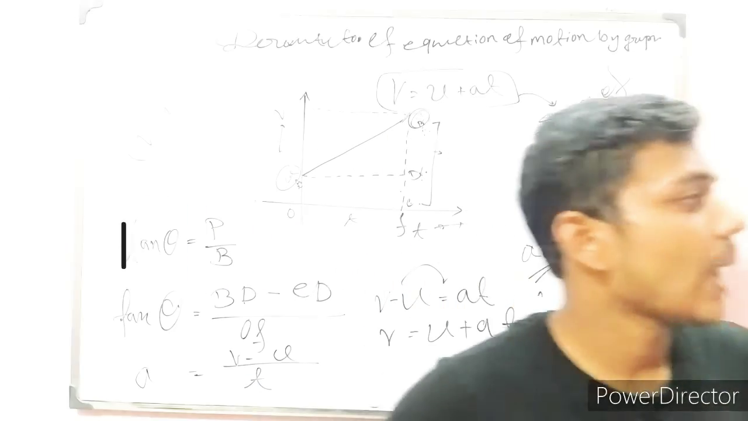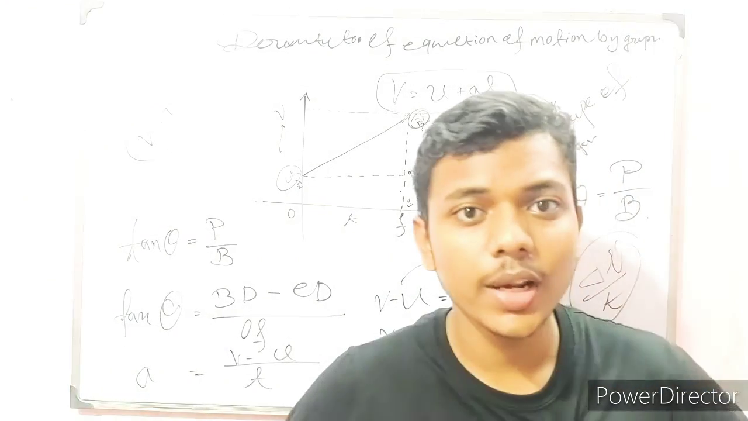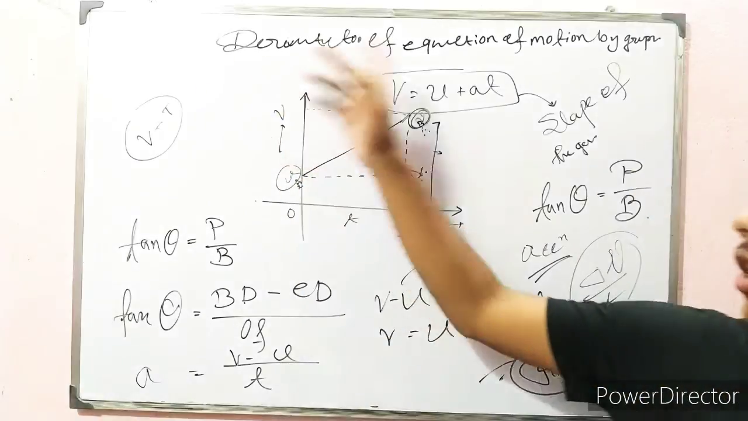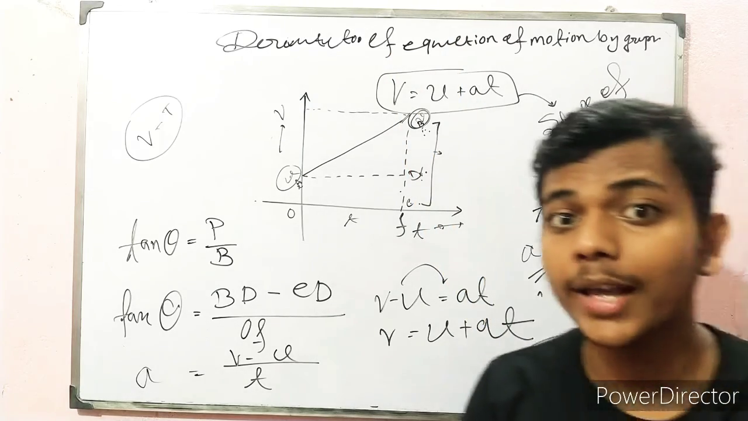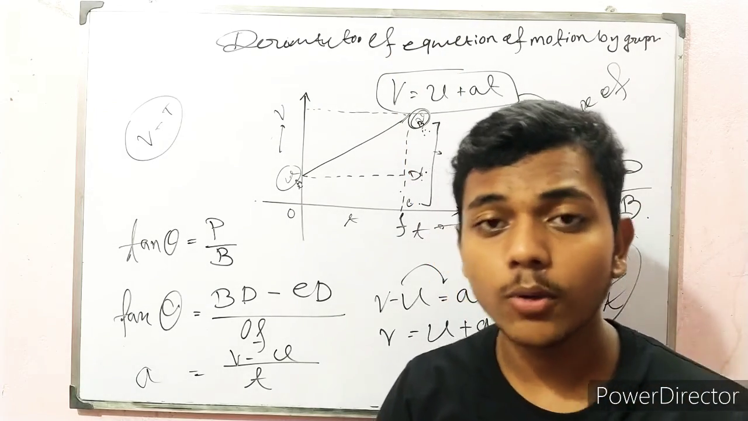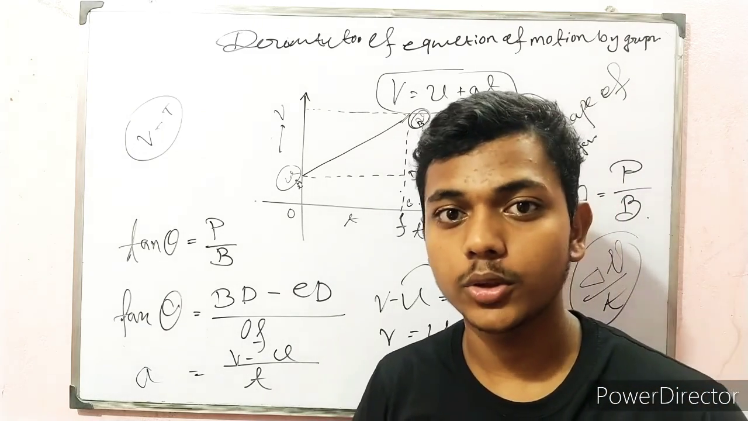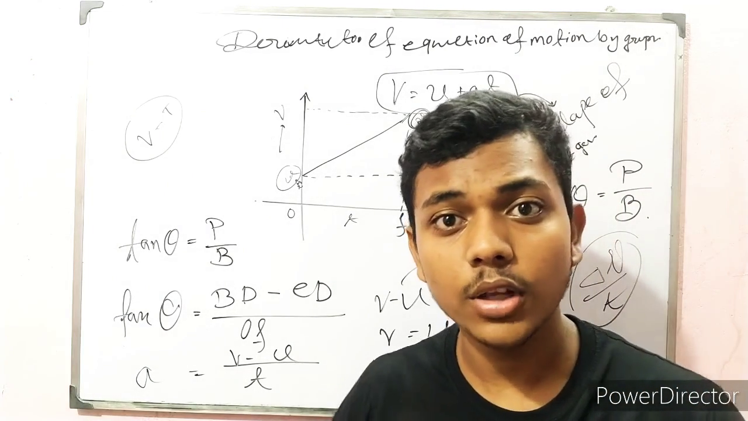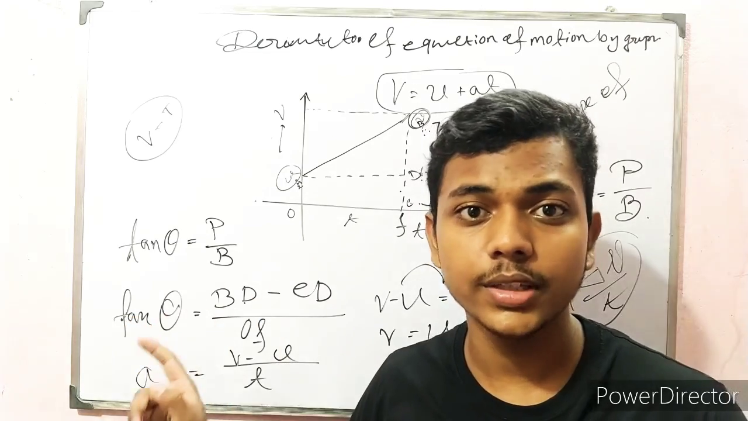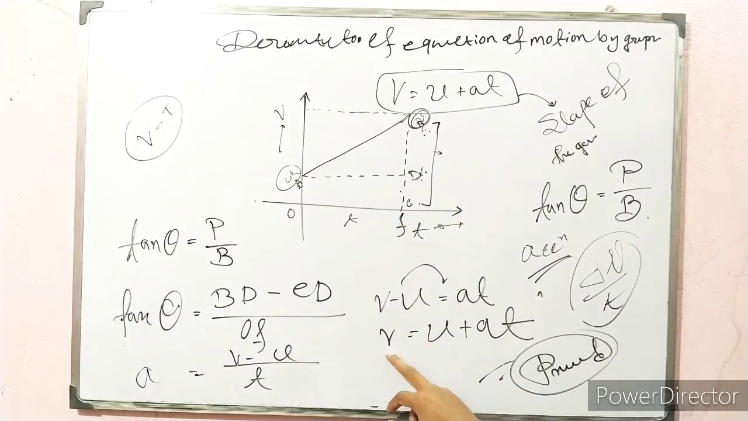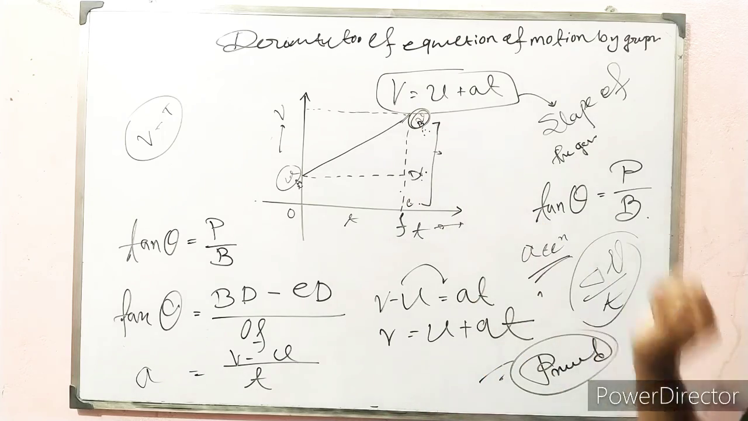So, our today's discussion topic will be about the derivation of equation of motion by graphical method. Means here we will derive the equations of motion by using graphs. So today we're gonna discuss the first equation of motion, that is v = u + at. Means v = u + at, this.